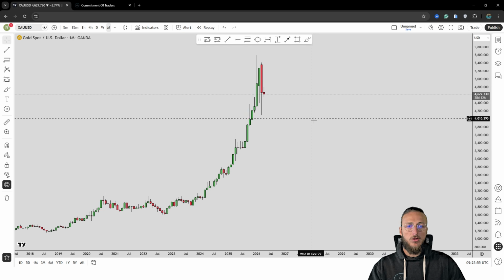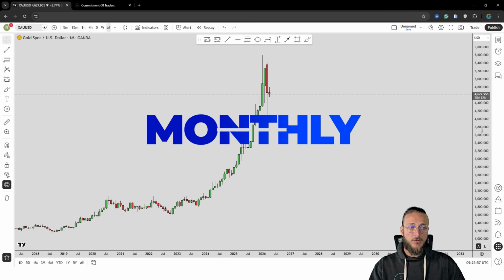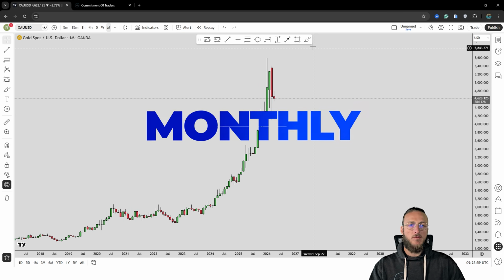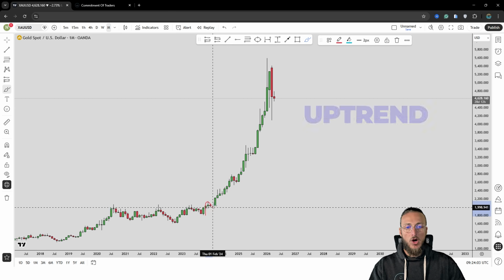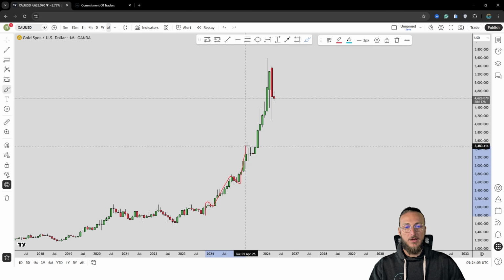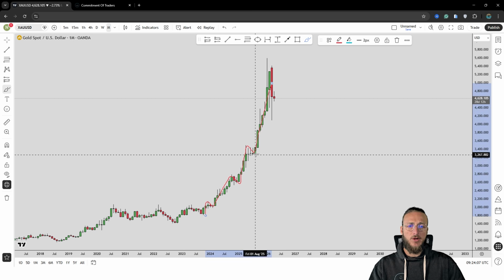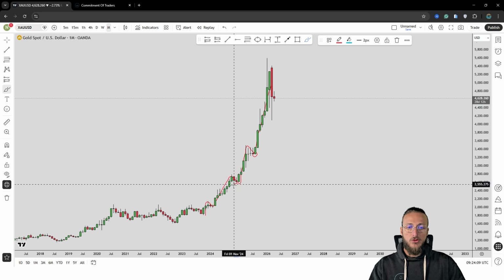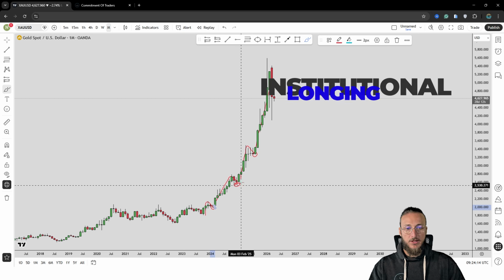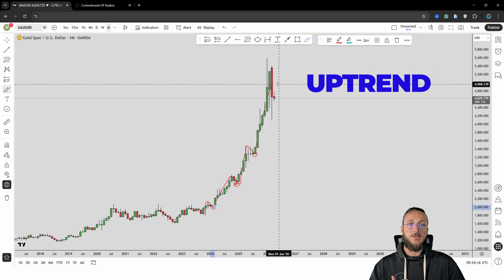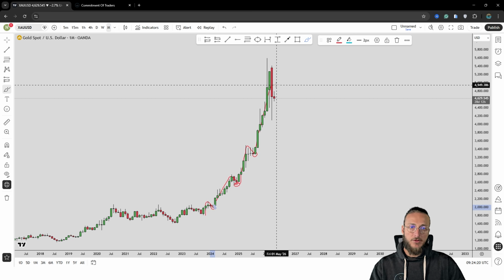Now, starting here from the monthly time frame, the first thing that we can notice is that we have a market which is in a very strong uptrend. The market has created a series of monthly higher highs and higher lows. Every single time we had a correction, immediately new institutional buyers stepped in, pushing the price higher and continuing this monthly uptrend. So here on the higher time frames, everything seems quite clear.